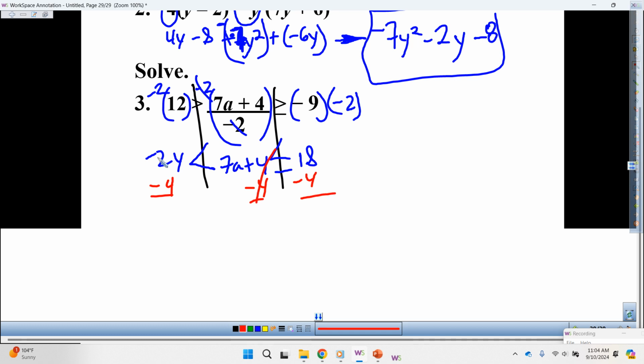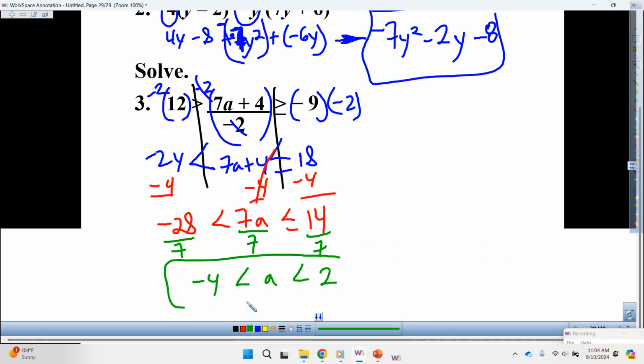Subtract 4 from everything. -28 less than 7a less than or equal to 14. Last but not least, everyone, divide by what? 7, the whole thing. This is -4 less than a less than 2.